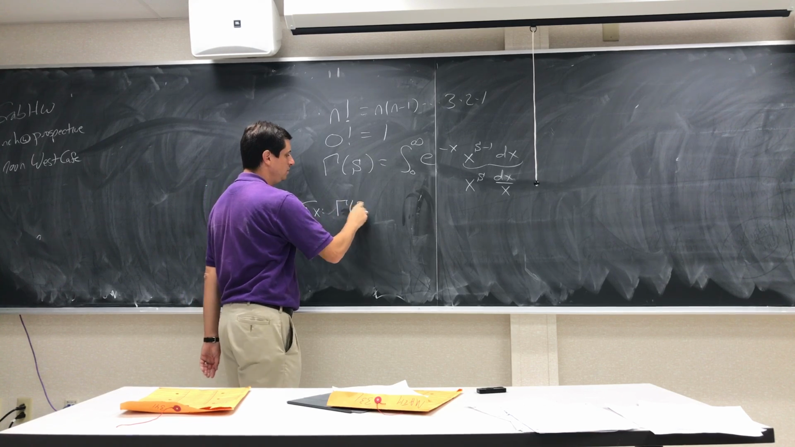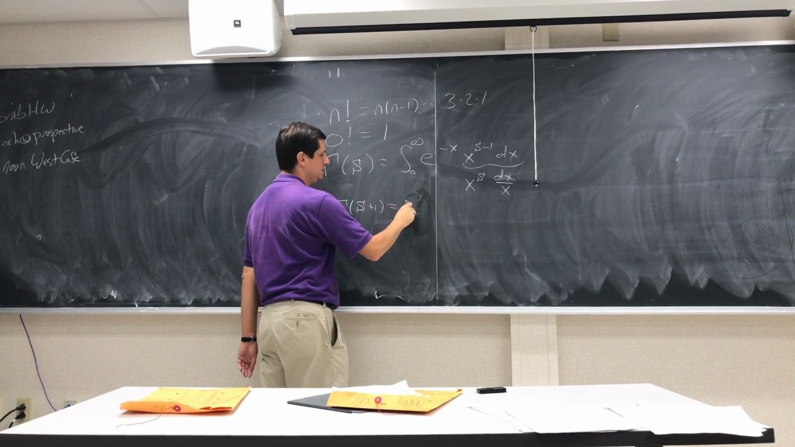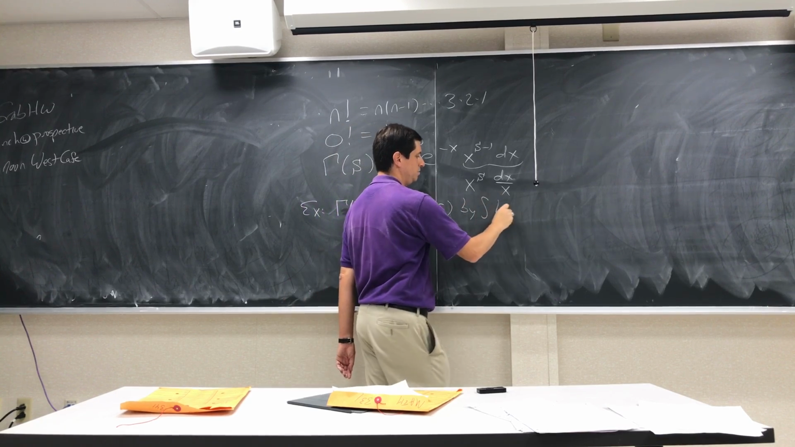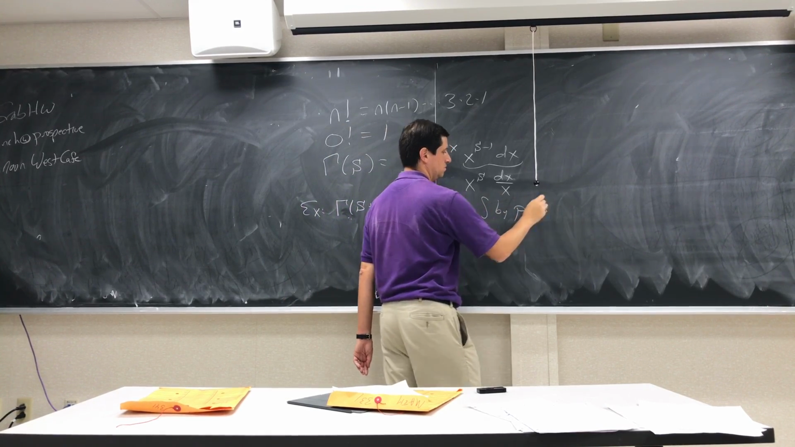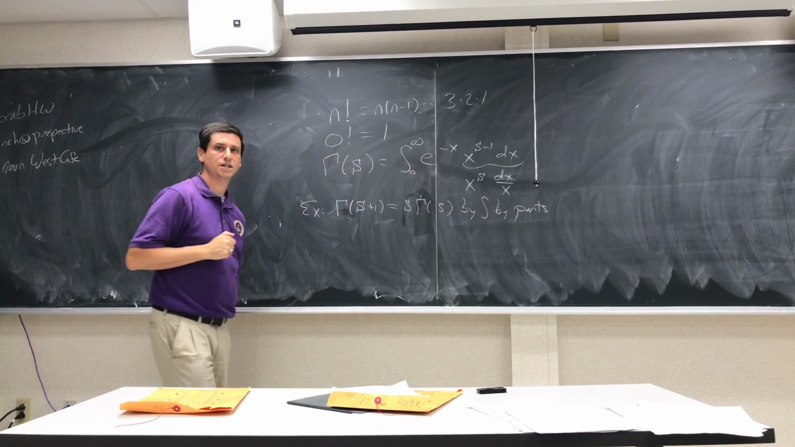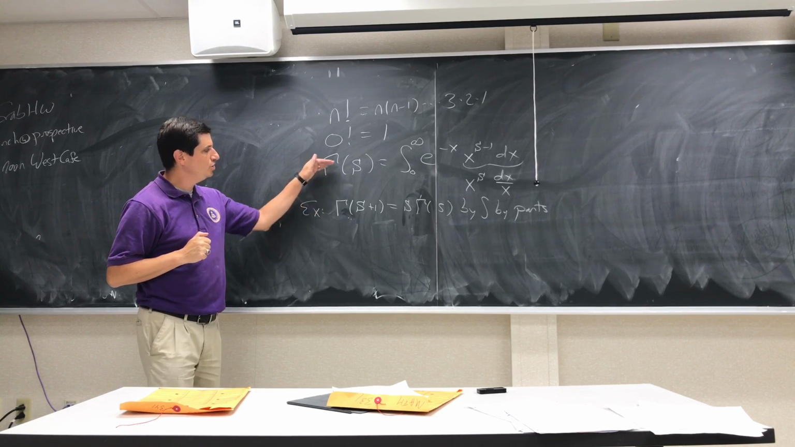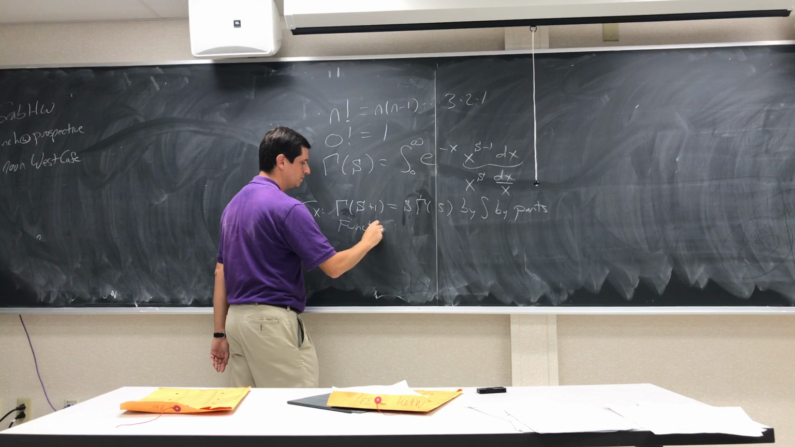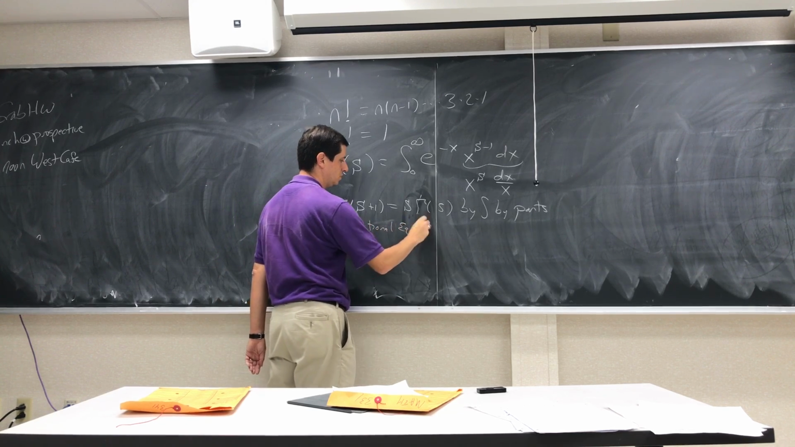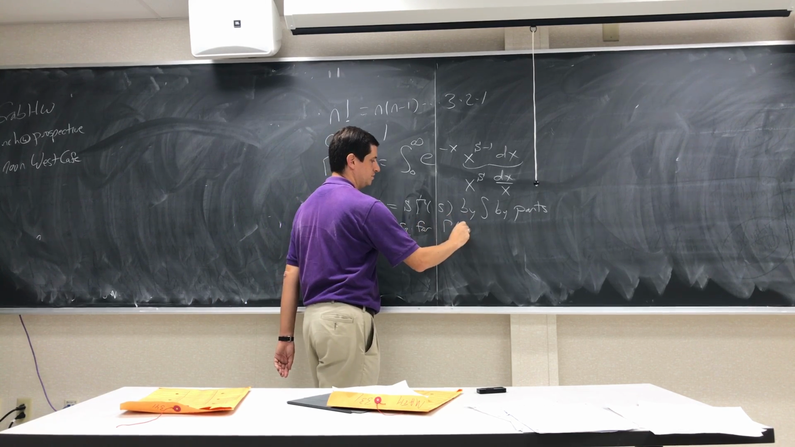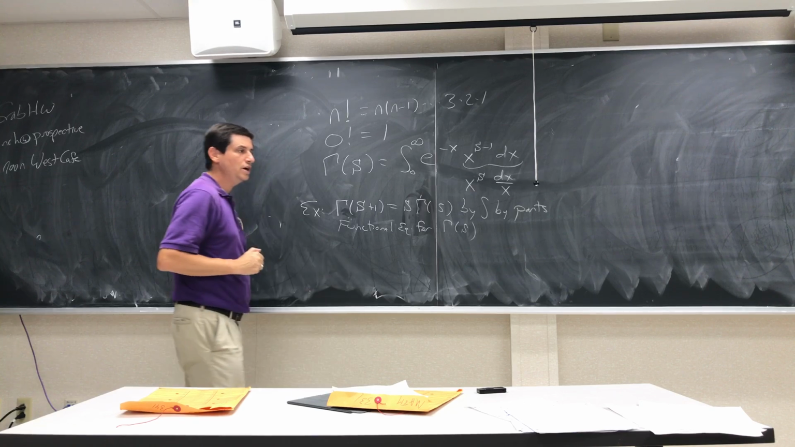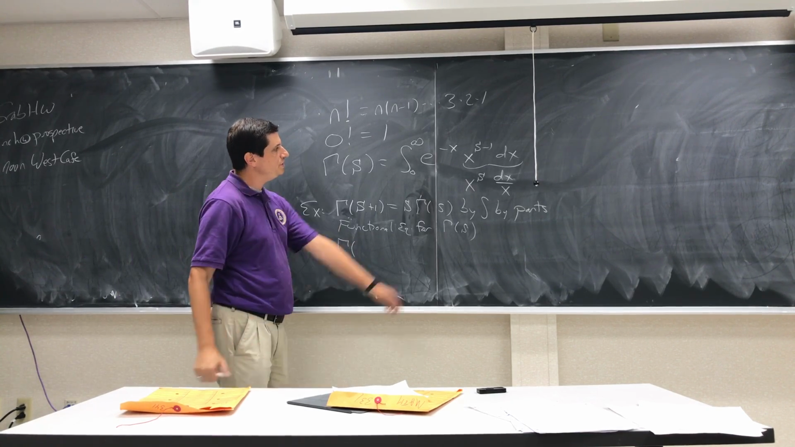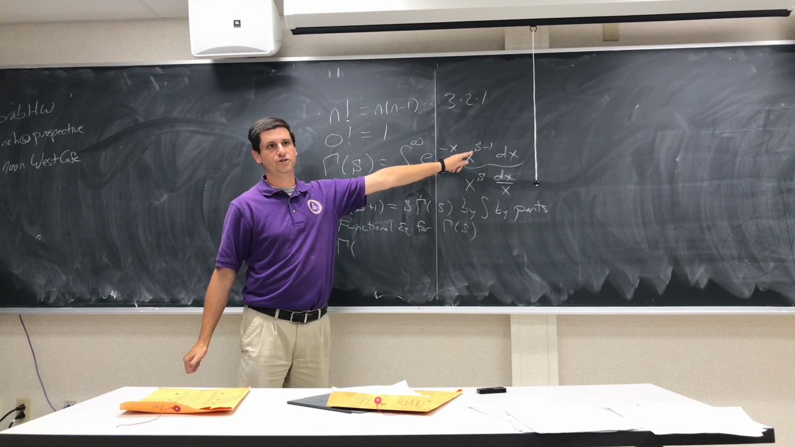You can show gamma of s plus 1 is s times gamma of s by integrating by parts. I will leave that as a nice exercise for you to do, that if you integrate by parts, you will get this formula. This is called the functional equation for gamma of s. If you do some brute force calculations, what do you think the easiest value of s is to do this integral?